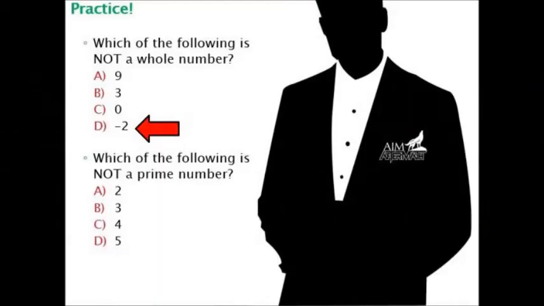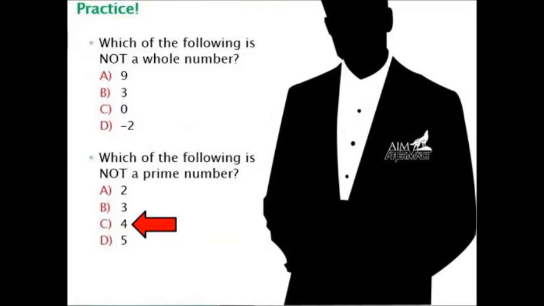The answer for number 1 is negative 2, because negative 2 is a negative number, and the definition of a whole number does not count a negative number. So if you got D, negative 2, congratulations. The correct answer for number 2 is C, 4, because 4 is a composite number. A composite number is a natural number greater than 1 that has at least one positive factor other than 1 and itself.